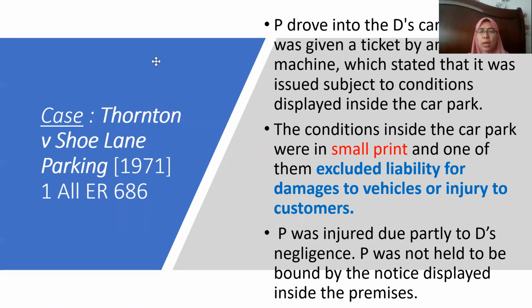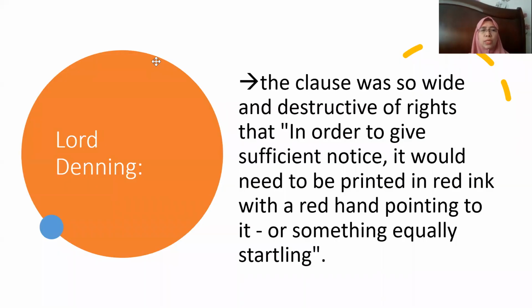The plaintiff was injured partly due to the defendant's negligence, but the plaintiff was not held to be bound by the notice displayed inside the premises. Why is that so? This is the observation by Lord Denning. He is very critical and analytical. He said that the clause was so wide and destructive of rights that it exempts the party from any liability at all. So the party must be made aware of this.